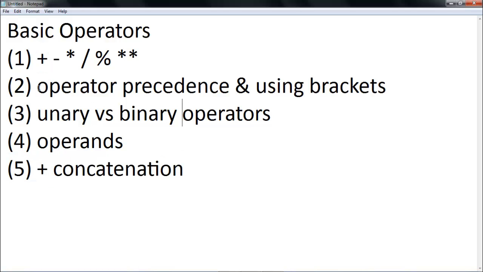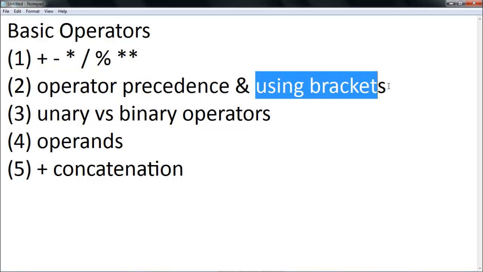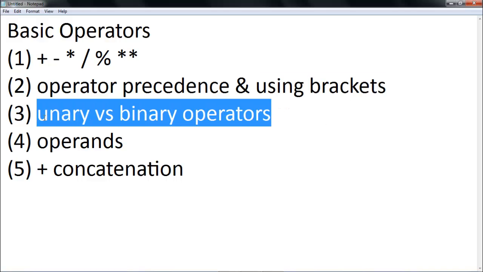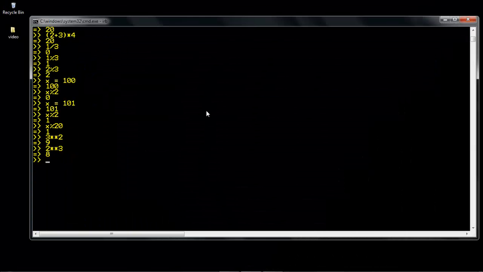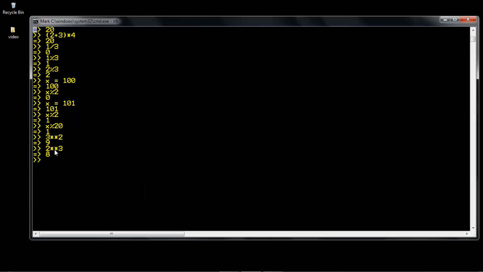Okay, so I've covered operator precedence. I've covered using brackets, if you want an operator with a lower precedence to perform its job first. Now let's go back to unary versus binary operators. I was saying that, for example, the power operator is a binary operator. Why? Because it requires 2 operands, 2 to the power of 3. If you try to do this, it doesn't work. It basically means that it's waiting for you to enter the remaining part of the statement.